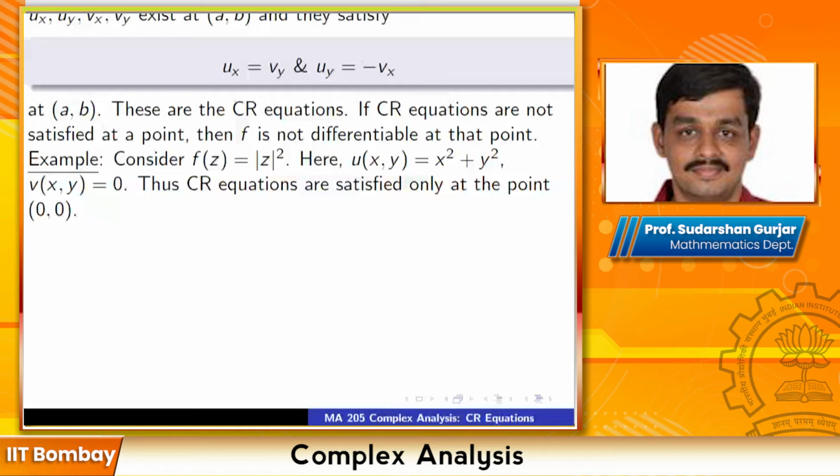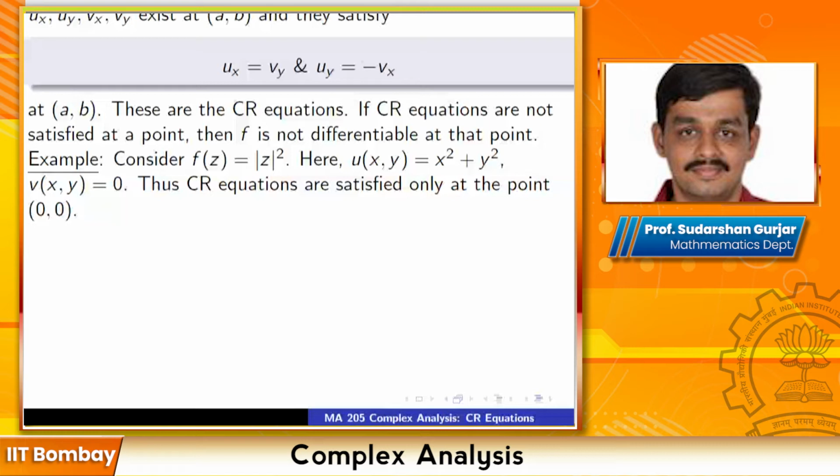Okay, so let us take one simple example: f(z) equal to mod z squared. This is of course a real function. So u(x, y) is equal to x squared plus y squared, and v(x, y) is equal to 0. Now, what do you get? vx and vy are both 0 anyway. So ux and uy also have to be 0 for Cauchy-Riemann equations to be satisfied. But what is the point at which both ux and uy are 0?